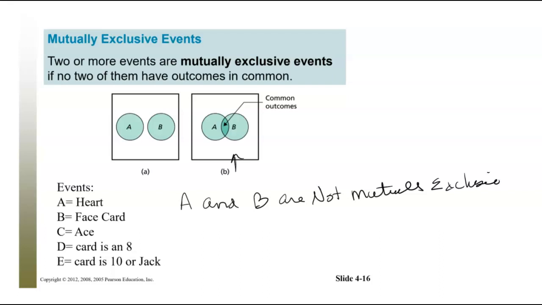So now I want you to look at these events, A, B, C, D, E, and come up with a pair that is mutually exclusive. Can you pick a pair of events in this list that have nothing in common?